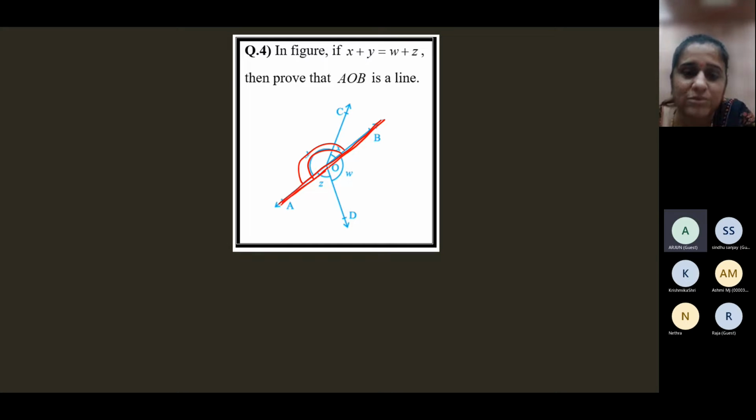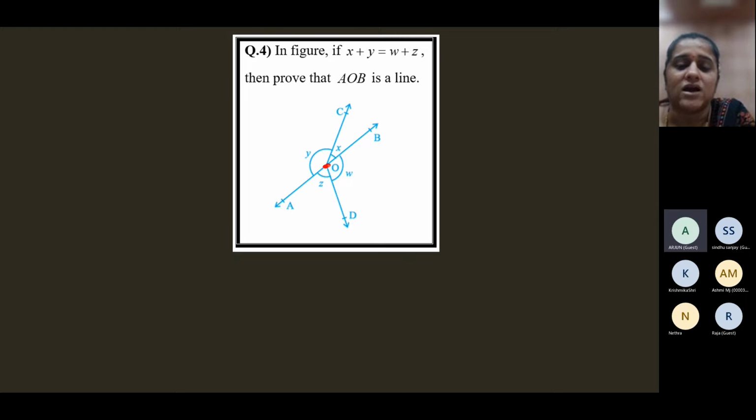Here you will have to prove that AB is a straight line. So x plus y is equal to 180, we don't know. You have to prove that. Also, we don't know if w plus z is 180. You have to prove that. What you know is the sum of all the angles around O is 360. That is what you know.